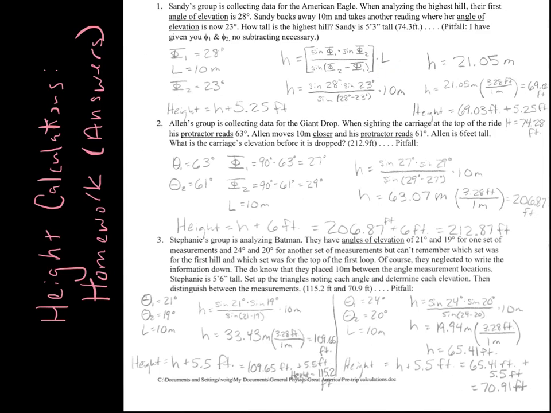L for us is always going to mean the length between our first protractor reading, or first elevation reading, and our second one. So L for us is always going to be 10 meters. Now sometimes you need to convert that 10 meters into feet. Make sure that as you're going through these, you're looking at whether or not we're given information about feet or meters. Make sure you're consistent with what you're working with.